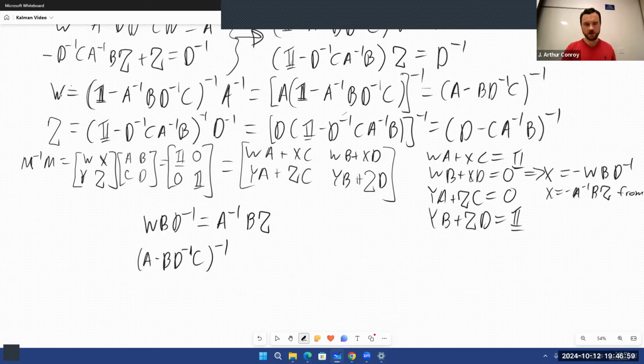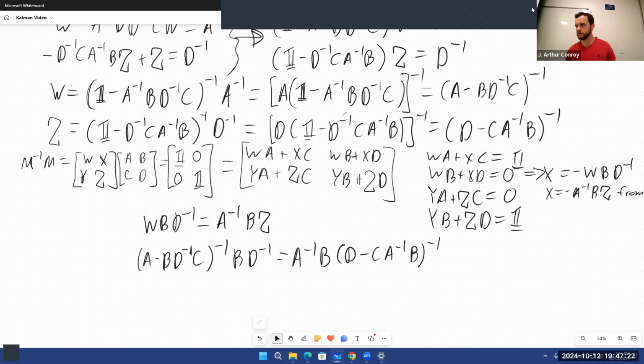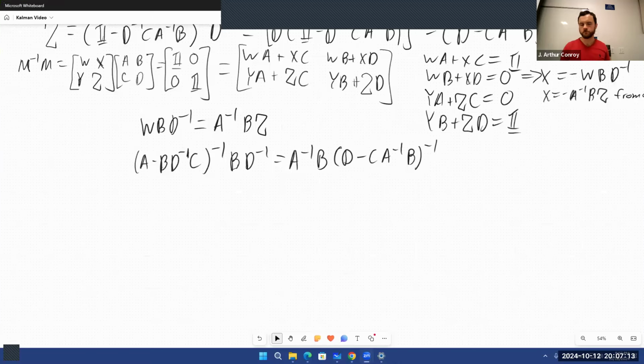Dropping frames. Right, so I'm substituting this term for W into here. BD inverse is equal to A inverse B times Z, which is right here. D minus C A inverse B, quantity inverted. Isn't that neat?